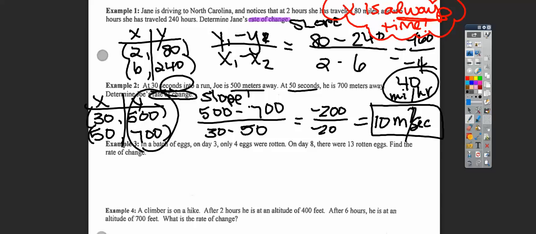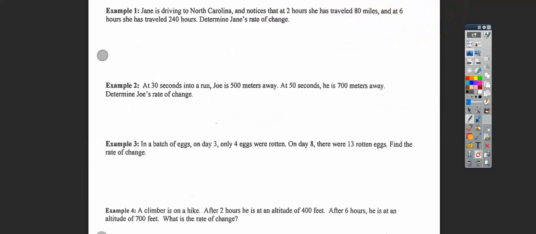So with this knowledge, I want you to try example 3 and example 4 on your own. When you finish example 3 and example 4, please bring it to me so I can check it.